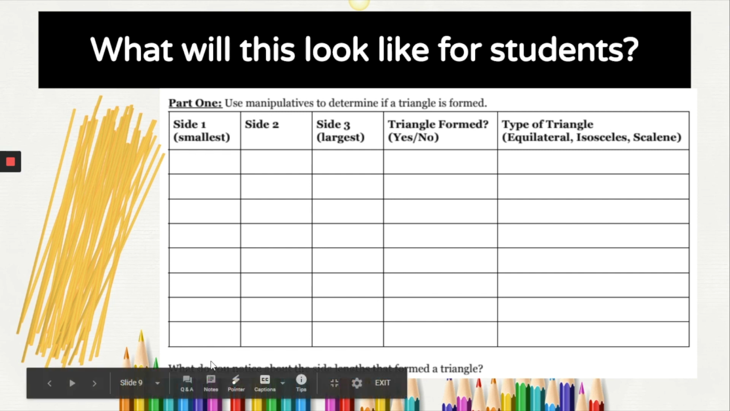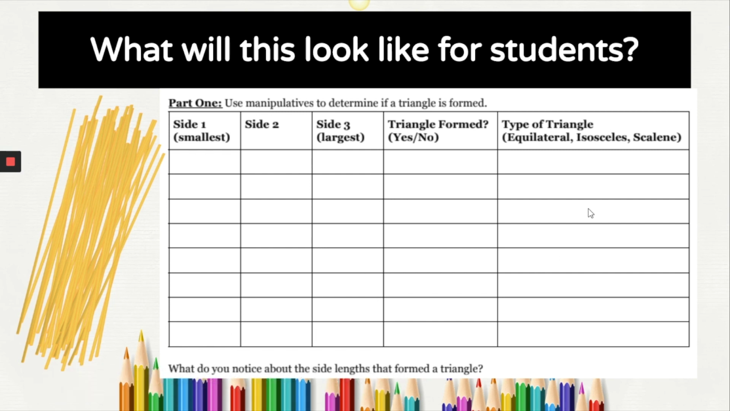Okay, right below this, it asks, what do you notice about the side lengths that formed the triangle? So the thing is here, if all of their pieces of spaghetti or straws or whatever they used formed triangles, you really need to push them to try a few more and maybe challenge them to see if they can come up with 3 side lengths that don't form a triangle.